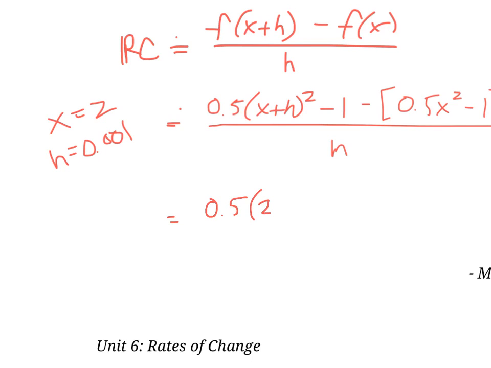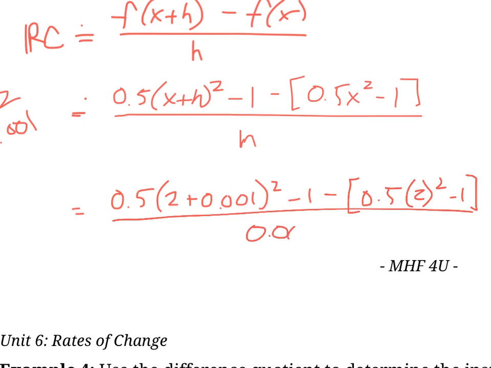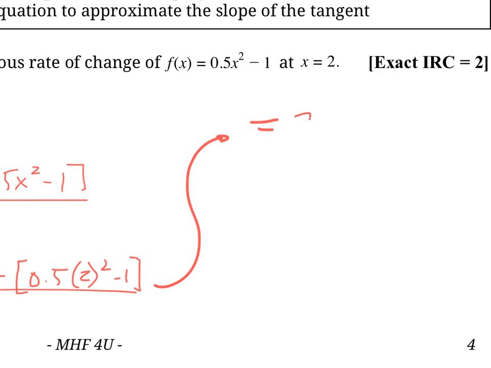So 0.5 times (2 plus 0.001) squared minus 1, minus 0.5 times (2 squared minus 1), all over 0.001. Okay? When we do that in our calculator, we get 2.0005.